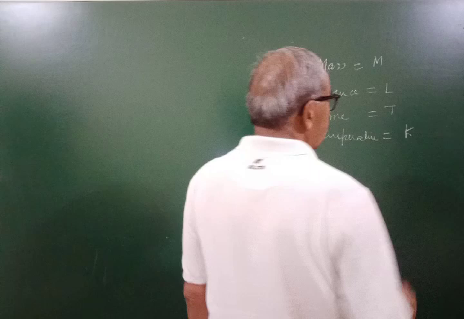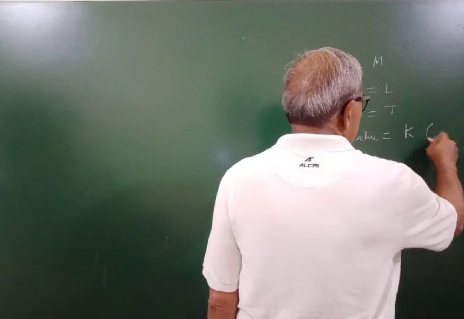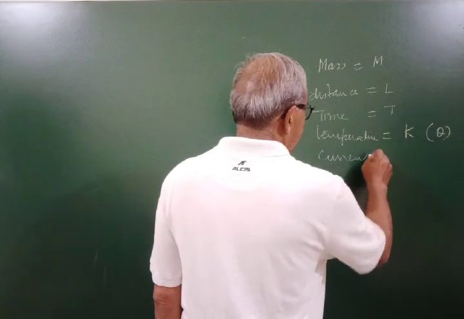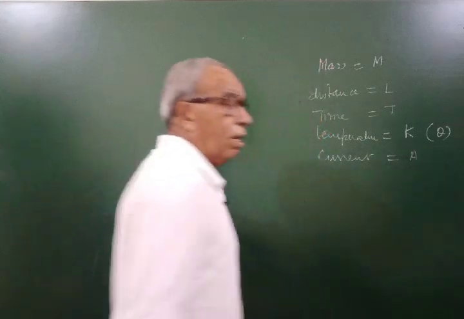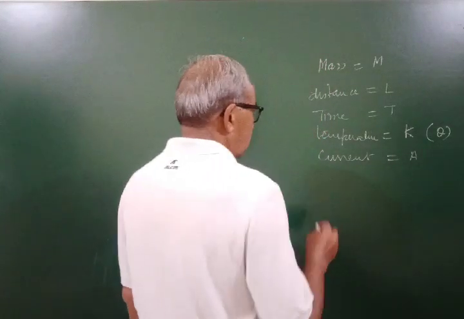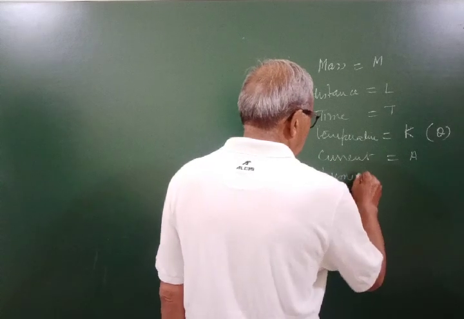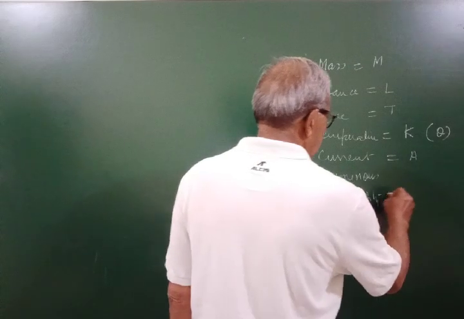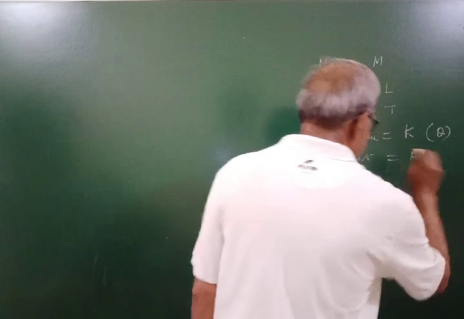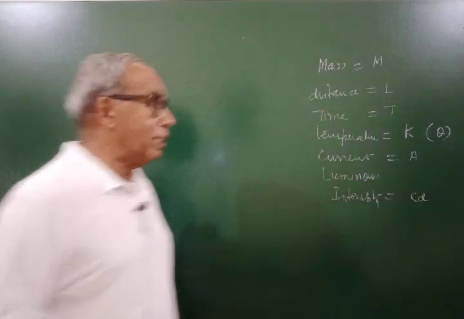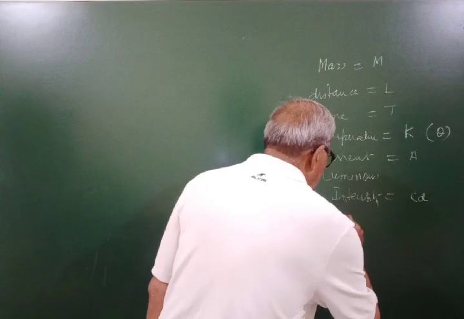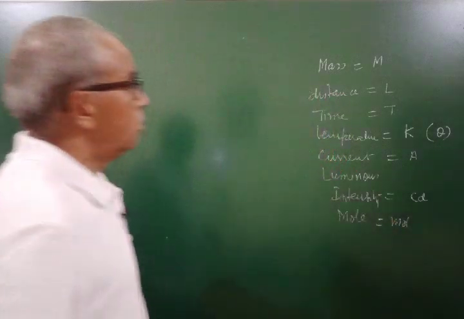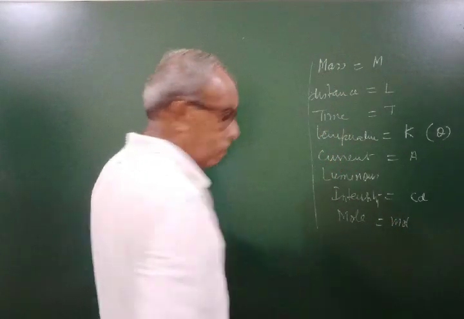Capital K. Actually, Kelvin is the unit of temperature, and in some books they write theta only. Electric current is represented by capital A, the ampere. Luminous intensity is denoted by small c, small d; candela is the unit of intensity. And mole is simply written as mol. So these notations are used in dimensions.